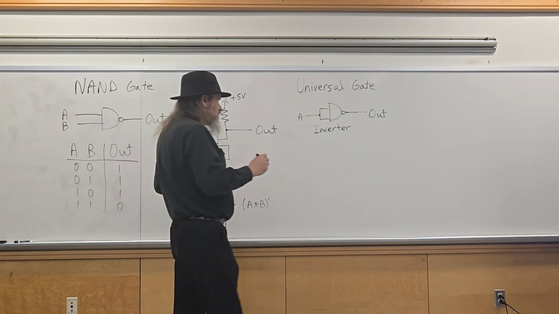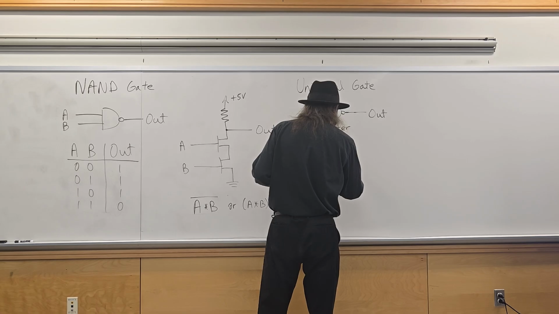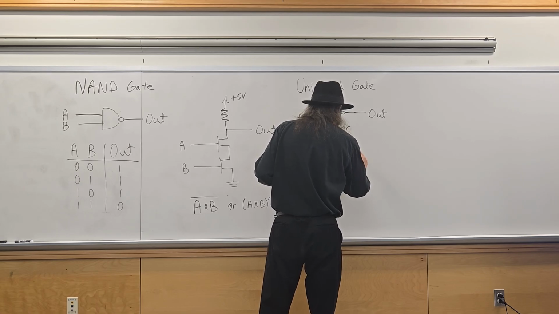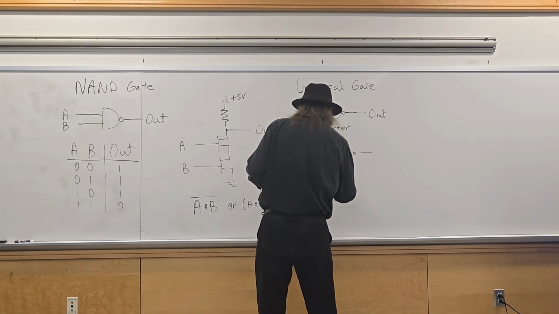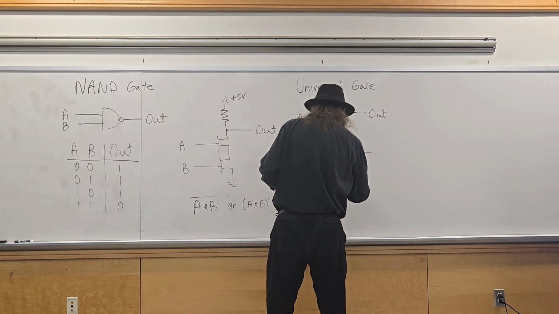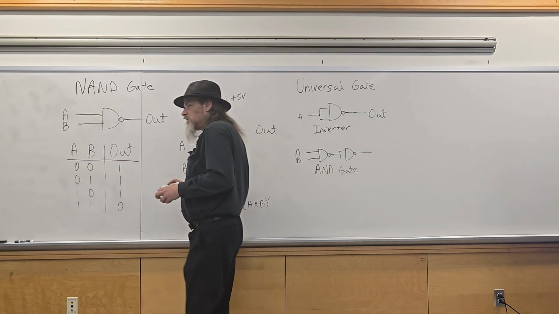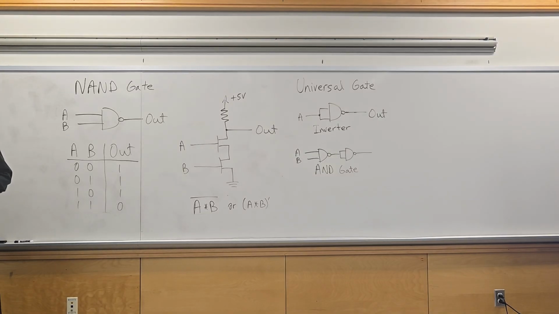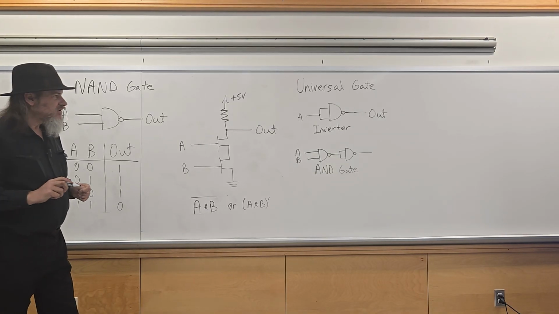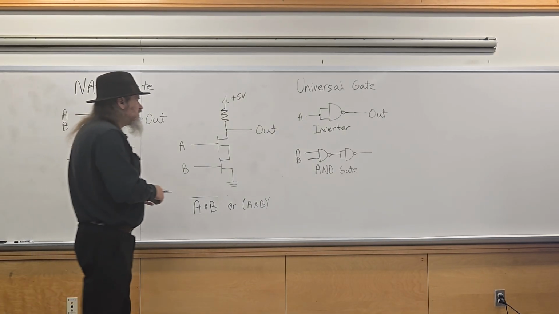So you could do an AND gate by just using a NAND gate as an inverter after a NAND gate. That implements the AND gate function using NAND gates. Now a little bit more involved. We'll see how this works.